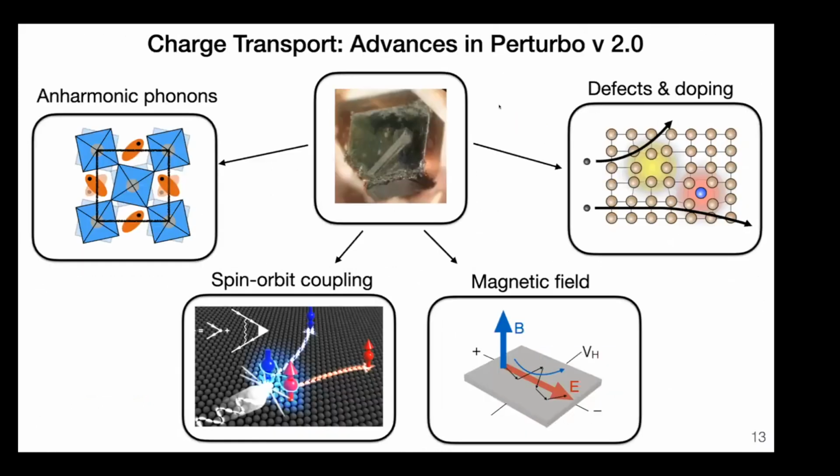So what I've described so far were the tools that we provided in version 1 of the code in 2021. Last year, we released version 2, which also provides a wider range of tools to address, for example, anharmonic phonons, spin-orbit coupling, transport in the presence of magnetic fields, and scattering with defects. So I will describe them briefly.